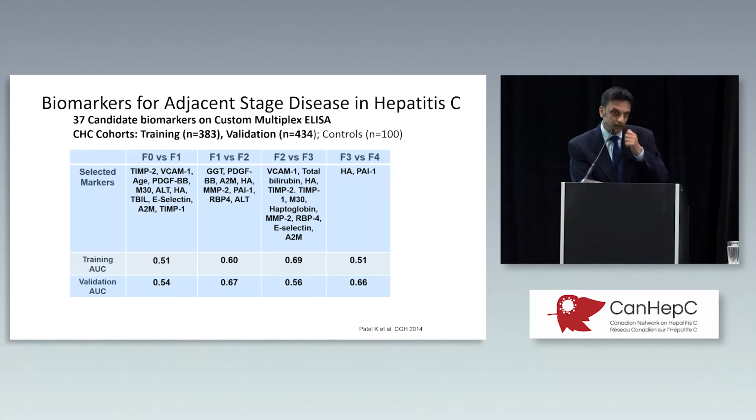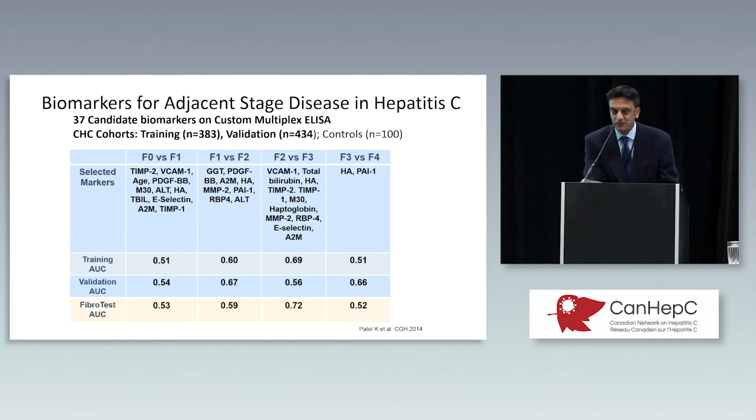So we thought, let's undertake a very expensive study and put 37 candidate biomarkers on a custom multiplex ELISA. This custom-made chip cost $1,000 per patient. We had, as you can see, well over 900 patients in this study, which included 100 controls. So essentially a $1 million study, which gave us some nice proteins and expressed candidate biomarkers for the different stages, but you can see the AUROCs were, again, no better than what we have. And when we compared it to FibroTest in each of these cohorts, again, not much better than what we already have. So, but again, lessons learned.